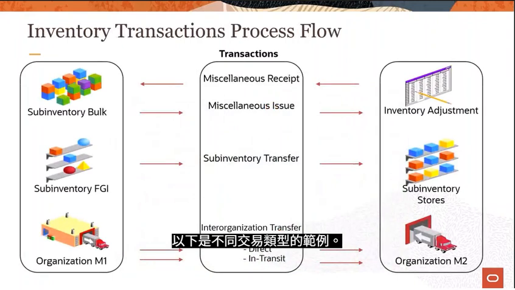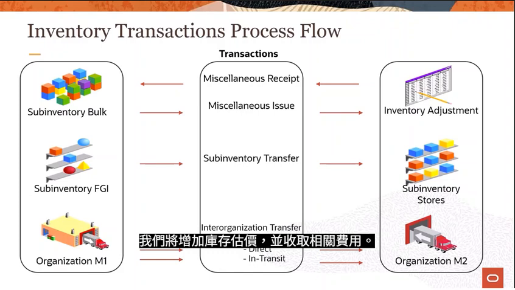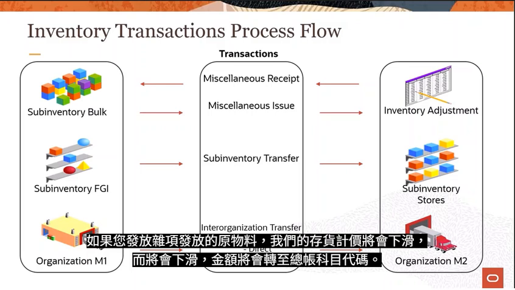Here's an example of the different types of transactions. If we start at the top with the miscellaneous receipt, that is material that is going into stock. It's going to increase our inventory valuation and it's going to be charged. I guess it'll debit or credit a GL account. Anyway, the dollars are going to go down whatever the GL account is coming off of. If you issue material with a miscellaneous issue, our inventory valuation is going to go down and dollars are going to go onto a GL account code.